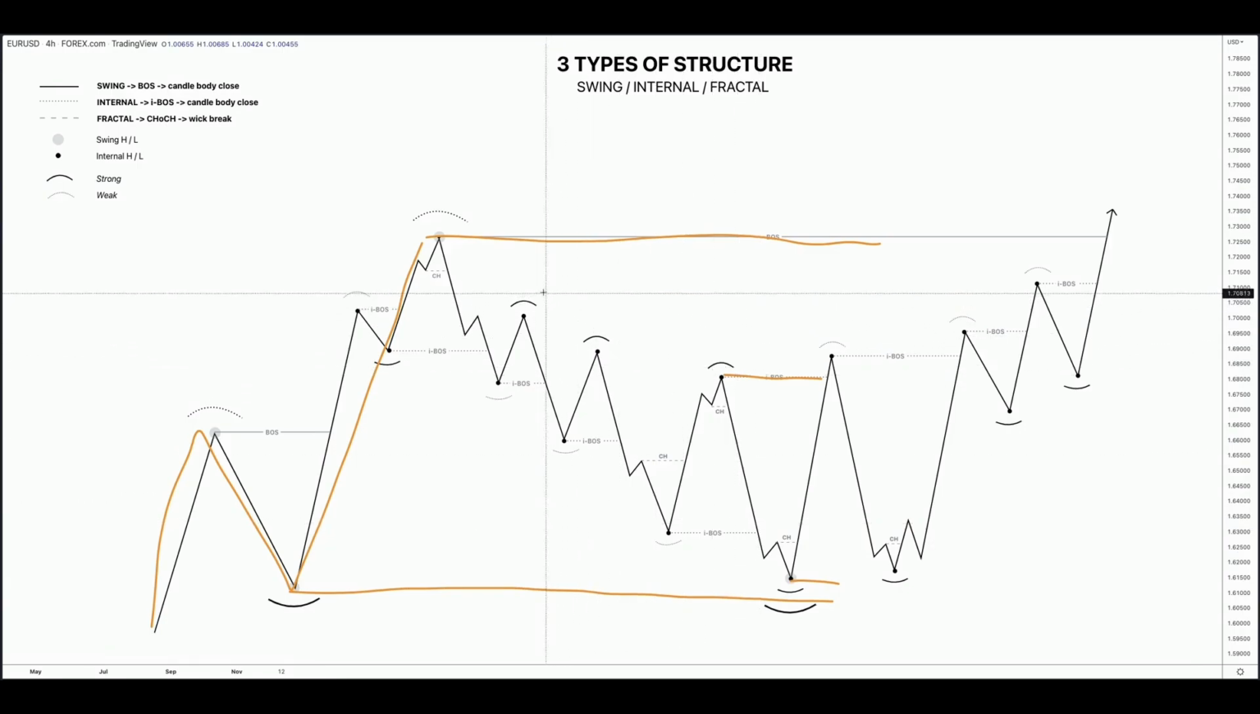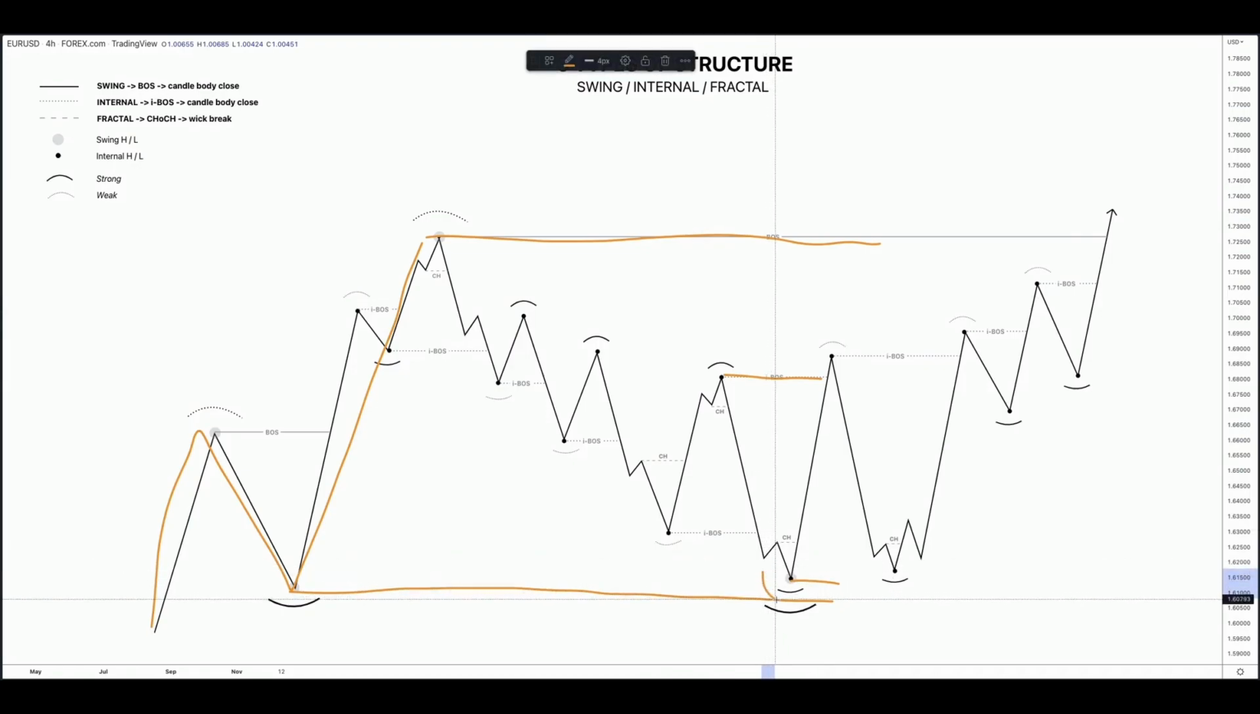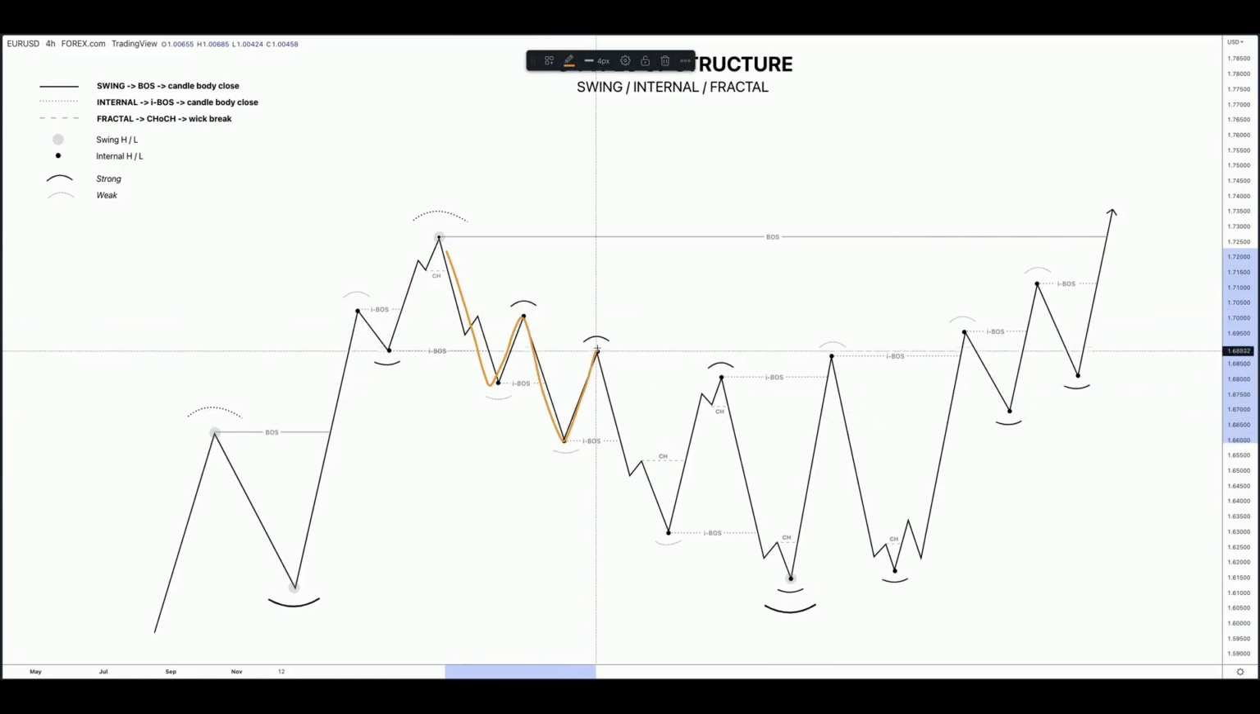So as we get that pullback and we're coming nearer into here, there's a higher probability now that the new swing high low is going to form and the internal structure may shift bullish. The nearer we get into this strong swing low, the higher the probability that the internal trend, this orange structure here, is going to shift bullish, because this swing low has to hold. And the idea is that the internal structure only shifted bearish to facilitate this swing pullback.